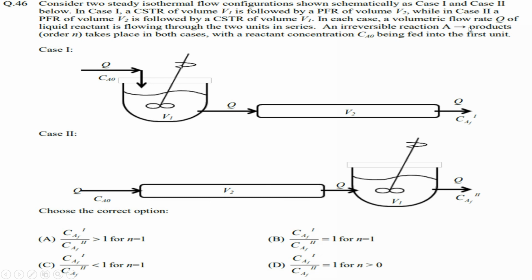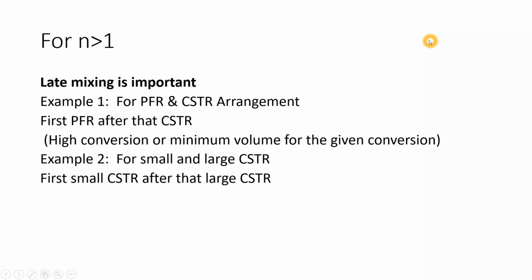An irreversible reaction A gives a product, of order n, takes place in both cases, with a reactant concentration C0 being fed into the first unit. Let's start with the solution. You can see here, remember these points.